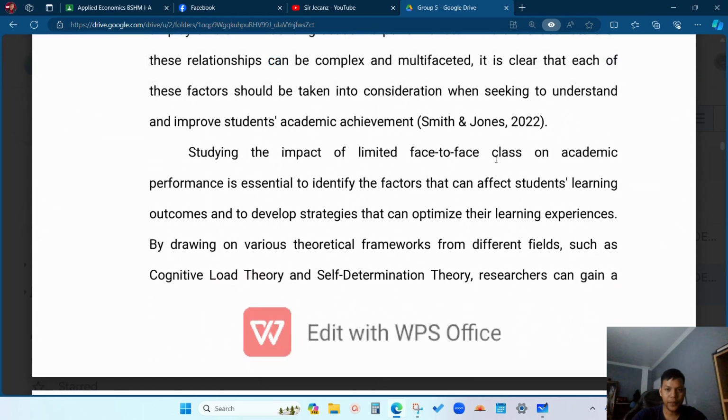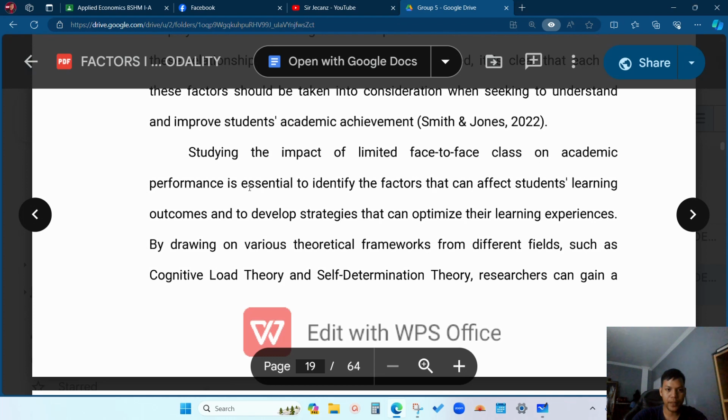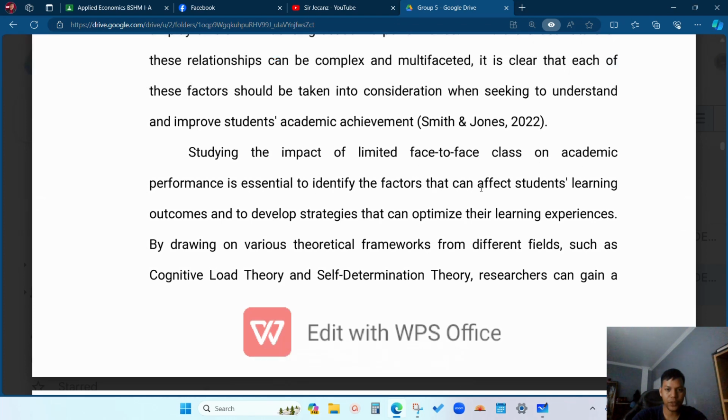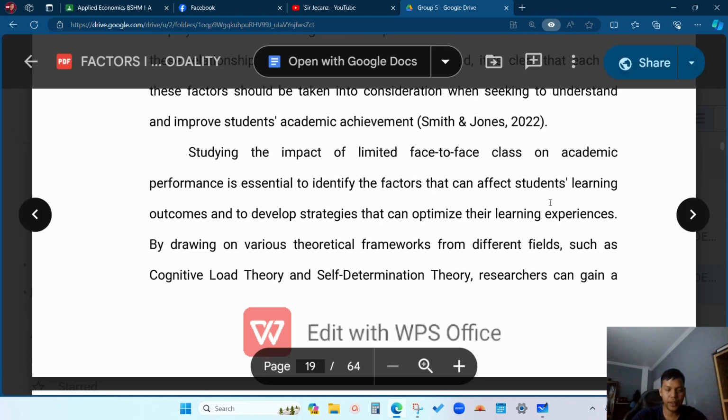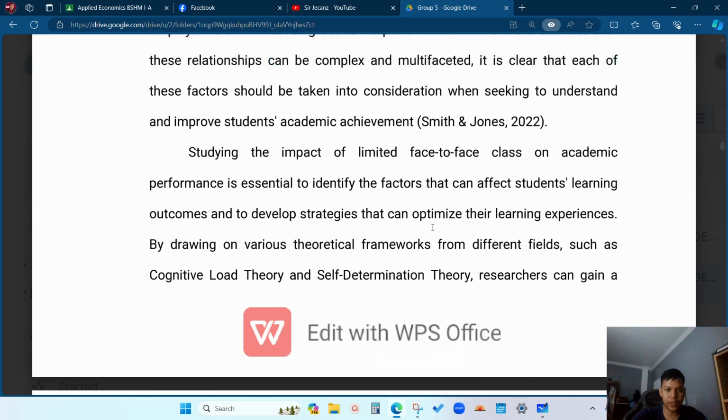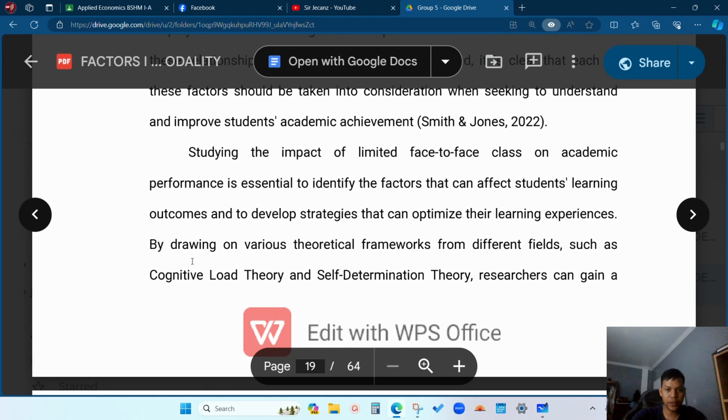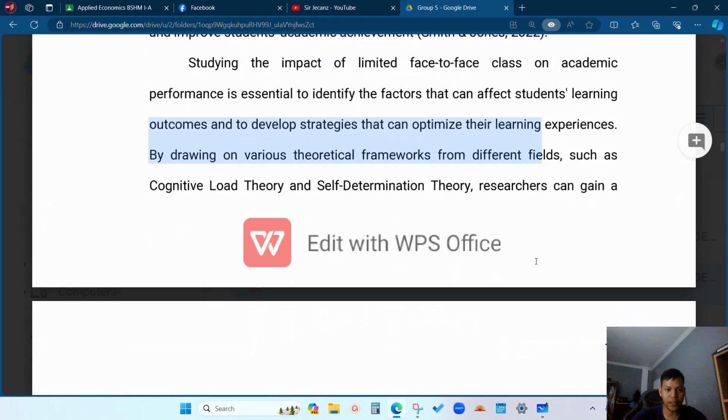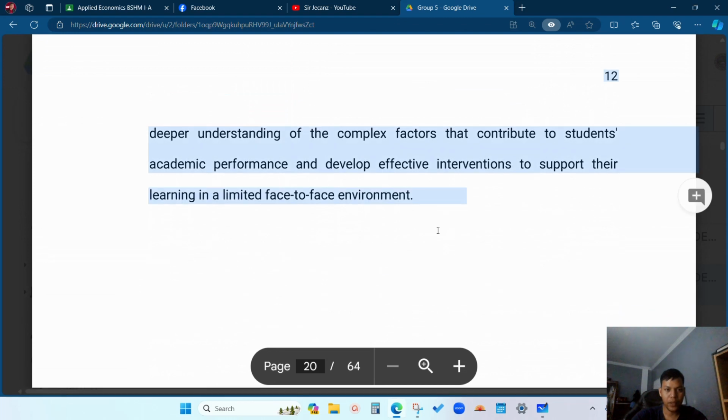Studying the impact of limited face-to-face class on the academic performance is essential to identify the factors that can affect students' learning outcomes and to develop strategies that can optimize their learning experiences. By drawing on various theories, so this is the concluding statement. They have started the concluding statement on this part.